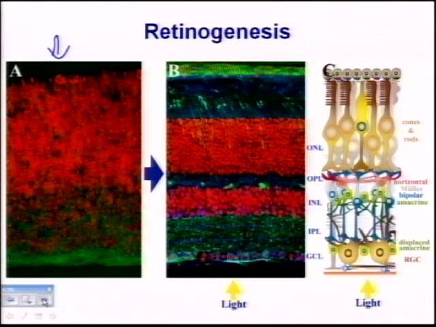So what we've done in panels A and B is we've stained with different stains. The red is just a stain for the nuclei, and that's staining the soma, or the cell bodies of the developing retina, and the green and blue are staining the processes. So what you see in panel A is a neuroblast layer.